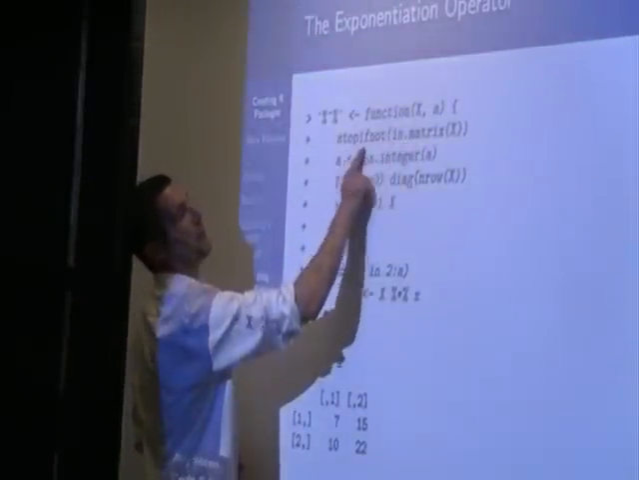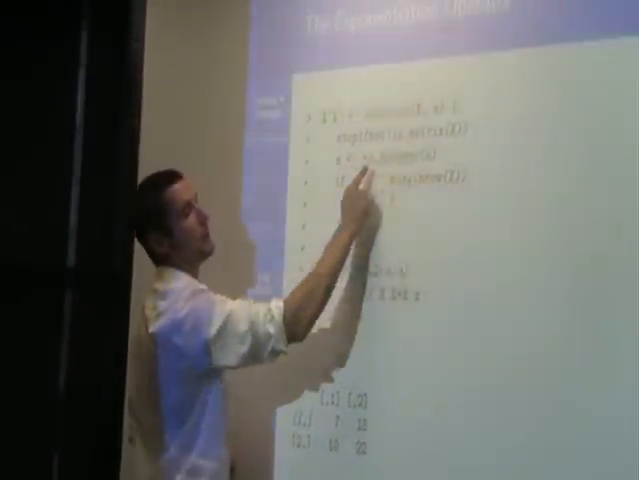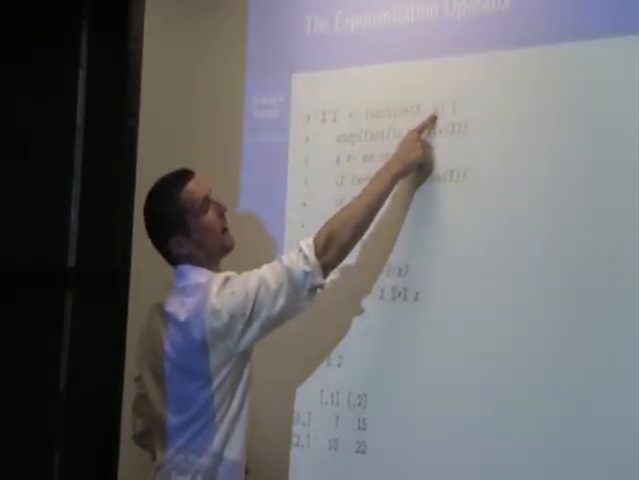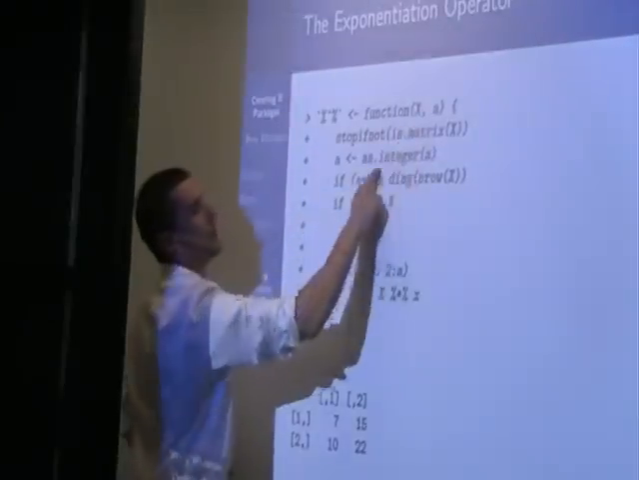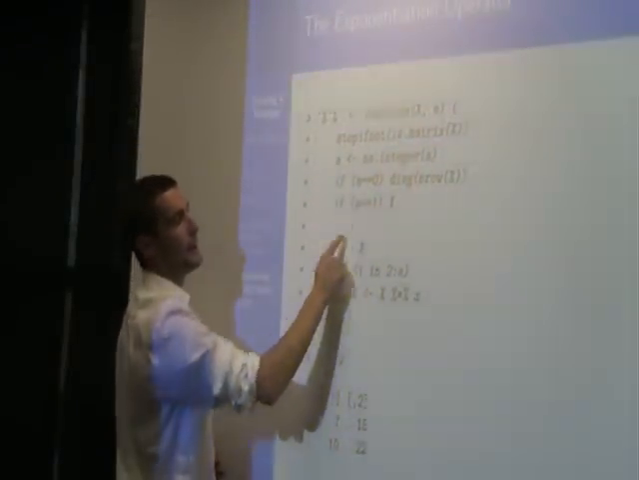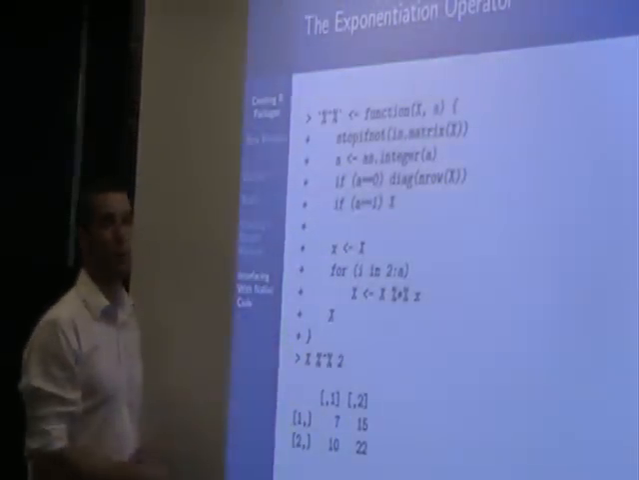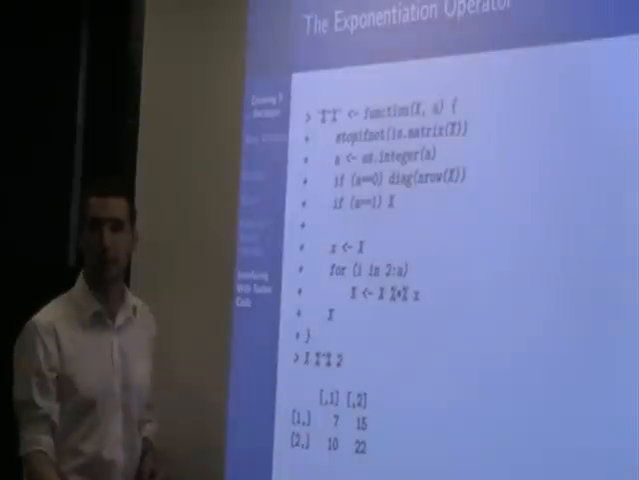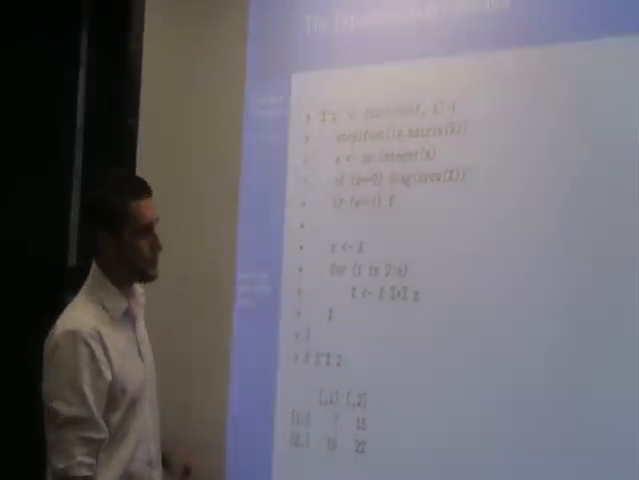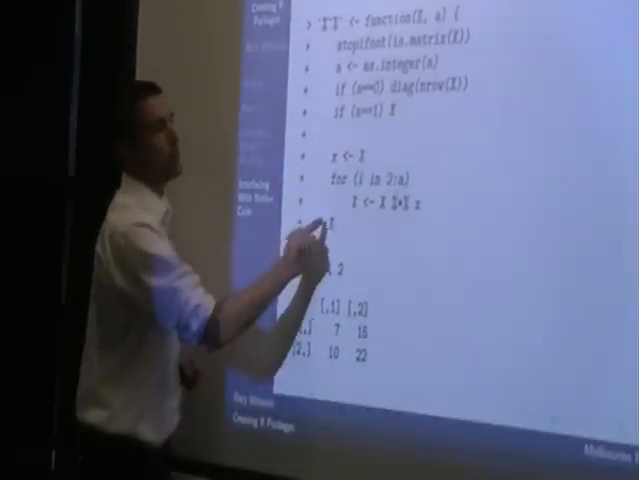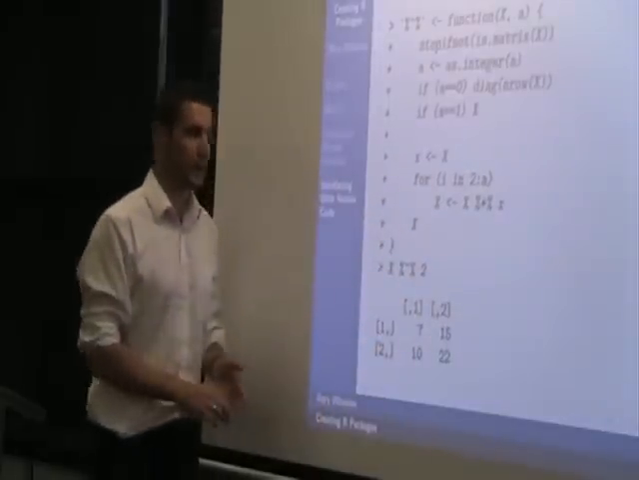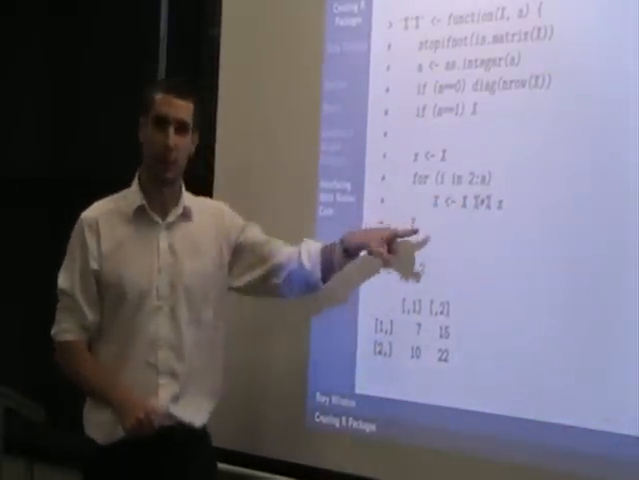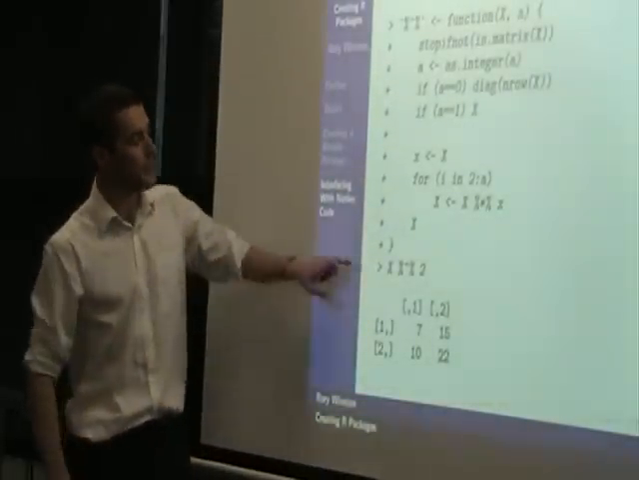The first thing it does is check that the first argument is a matrix, and if it's not, it'll throw an error. Then it gets the second argument and tries to turn that into an integer, because we want an integer power. Then, if you've got something to the power of 0, it just returns an identity matrix. If it's 1, it just returns the matrix back to you again. And then this little loop here just keeps going until we've reached our desired power, multiplying the matrix by itself. So that's very simple.